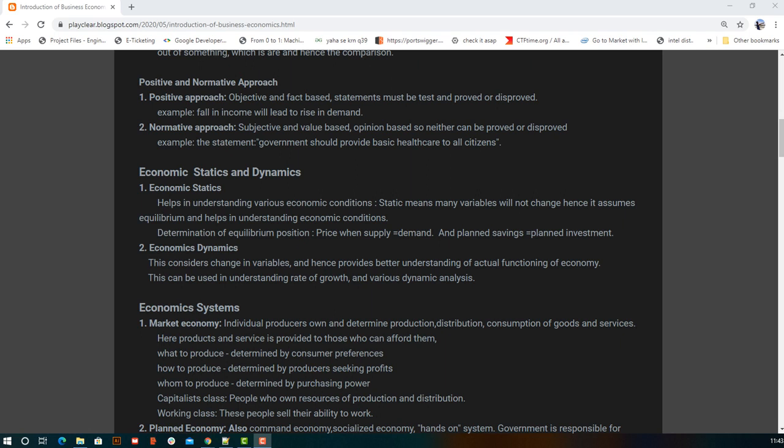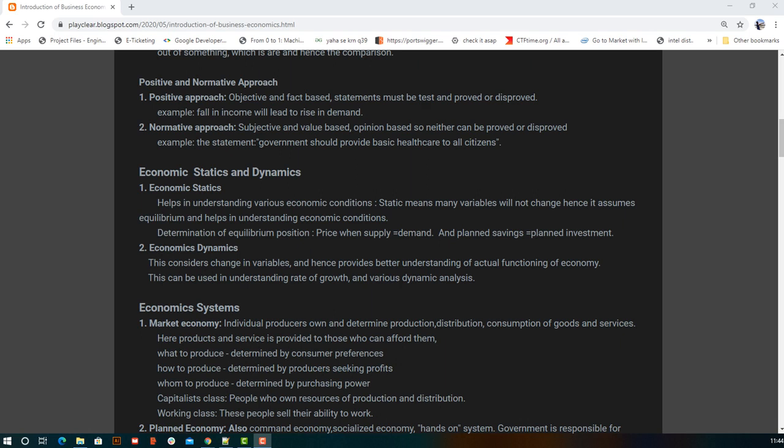So when we say there is some constant going on, it means we assume that the position of the economics is in equilibrium state. So equilibrium position means the price considered is where the demand is the same as supply, and then planned savings is equal to planned investment likewise.